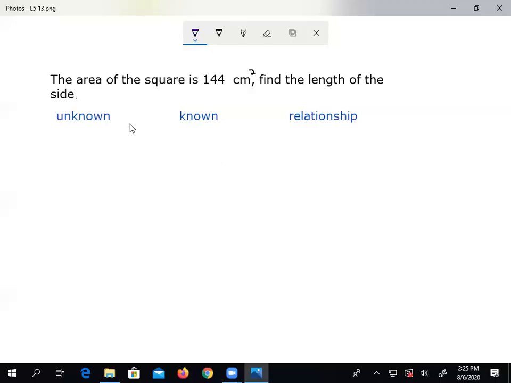So the area of a square is 144 square centimeters. Find the length of the side. So the unknown is going to be the side. We don't know how long the side is. The known is going to be, the area is going to be 144 square centimeters.